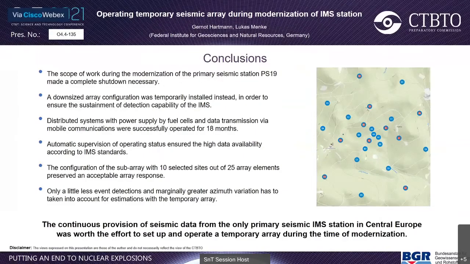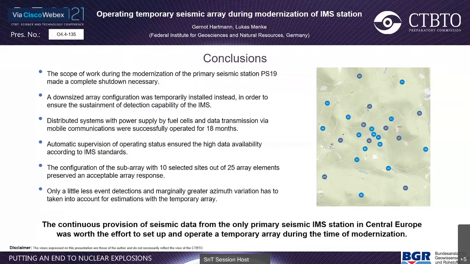In conclusion, what was the intention? When a primary seismic station like PS19 had to be shut down for several months, for example for renovation, a temporary station should be installed instead in order to ensure the sustainment of detection capability of the IMS. Can such a project be economically implemented? Yes, it can. The technical arrangement can be reduced to an essential extent, but should be robust enough to withstand the environmental conditions during the planned time span.